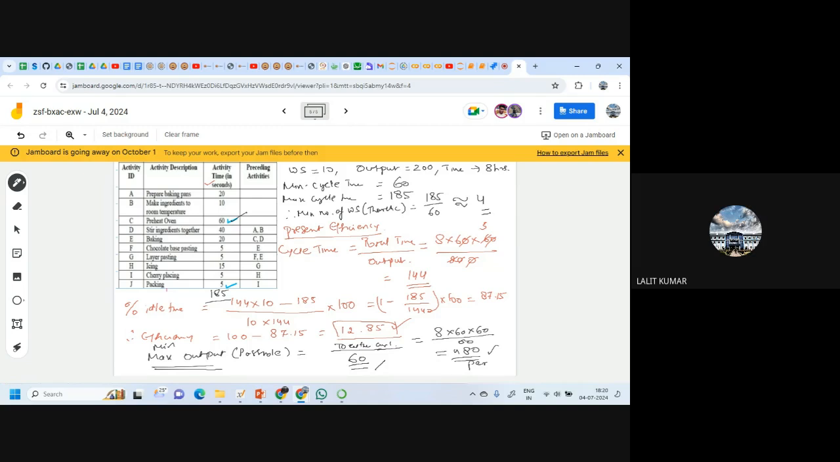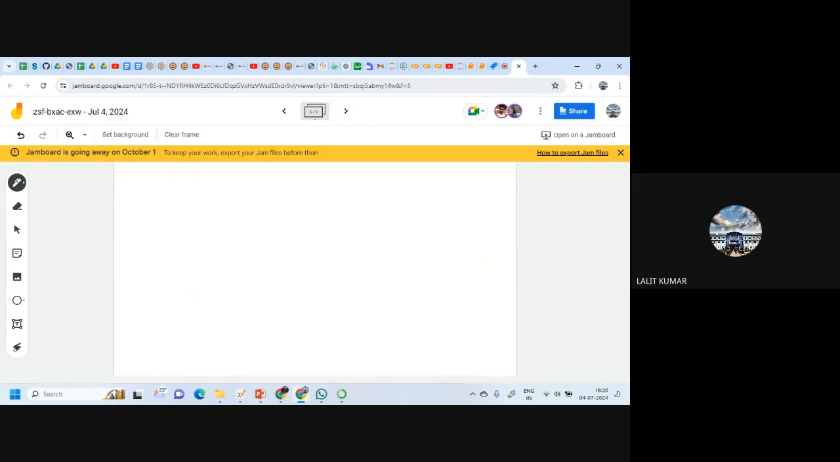Because in the minimum case we are considering that we make the product sequentially: one product we will do here, then we will come here, then here. So we take 185 seconds to make one product. Whereas in the workstations we go one by one. So minimum output will be the total time available divided by the maximum cycle time. Got it.